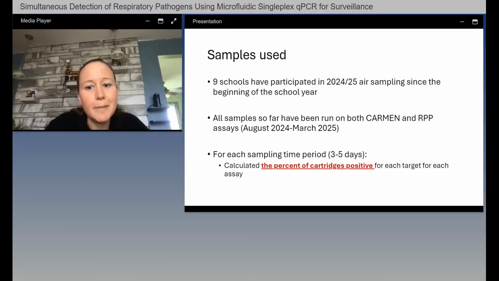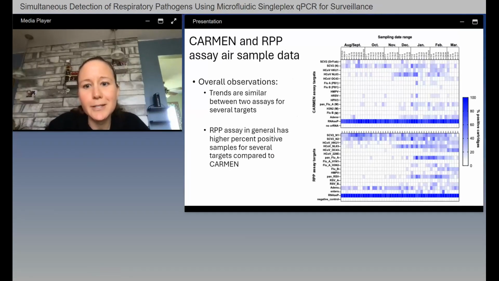For each sampling time period, which is about that 3 to 5 day window, we calculated the percent of cartridges that were positive for each target for each assay. And when we do that, the data looks a little bit like this. There's a lot of stuff going on in this graph, so I'm going to walk you through it.